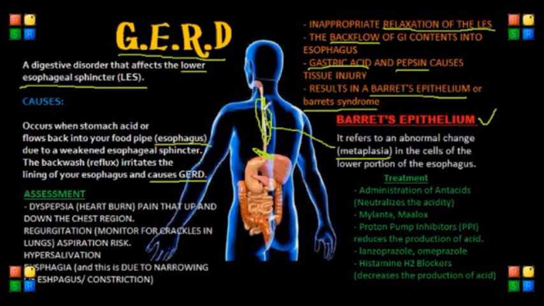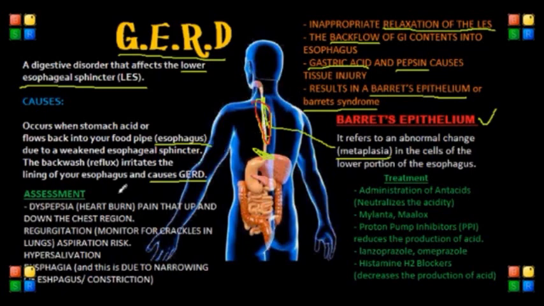And basically these goblet cells are usually what is found in the GI tract. And the problem with this is that this can be a medical issue because there's a strong association between Barrett's esophagus or Barrett's epithelium and esophageal adenocarcinoma, which is basically esophageal cancer. So basically, this can be considered a pre-malignant condition. Okay, so we need to be aware of this.